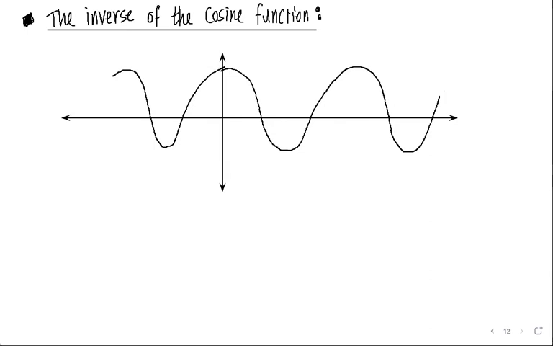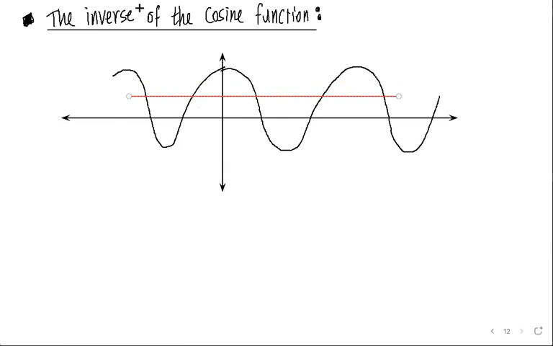So this is the horizontal line. This is the cosine function. It doesn't pass the horizontal line test. Look, it passes through the same value at more than one point in the period. So to make this function one-to-one, I have to restrict the domain. I have to take a piece of the cosine function.